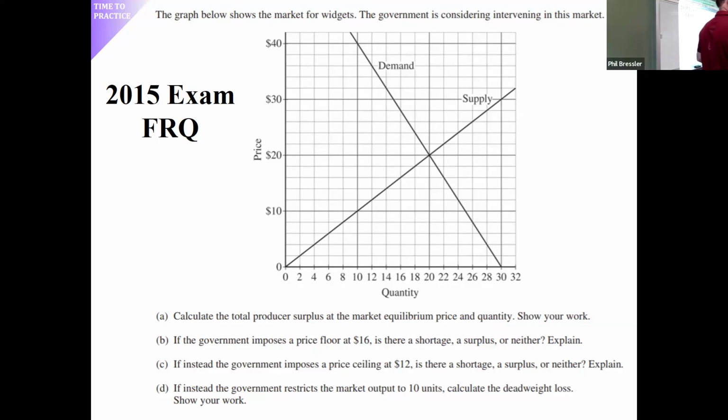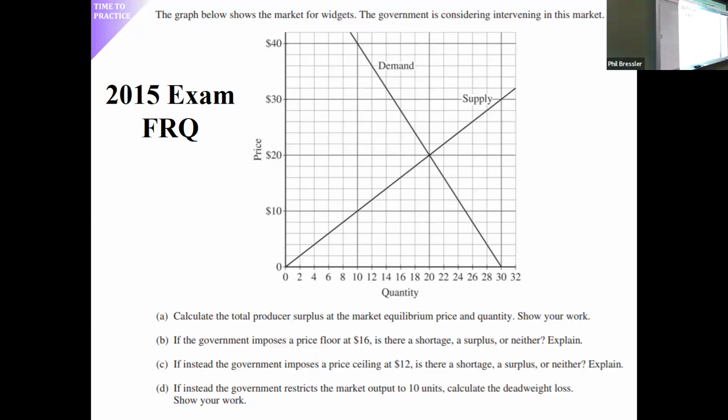Let me just repeat myself and then I'll answer your question. I took the line up to 10 units, and that gave me my dead weight loss triangle over here. From the bottom of the triangle to the top, the height was 30. Then I took the base, which is 10, divided by 2, is 150.